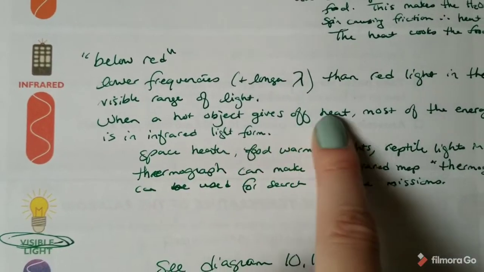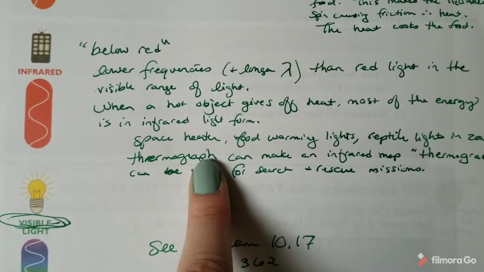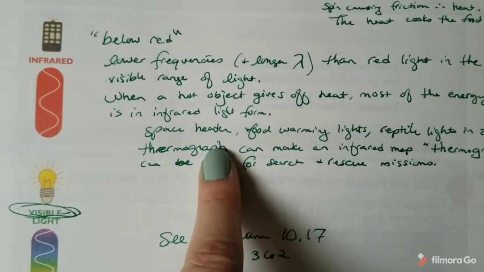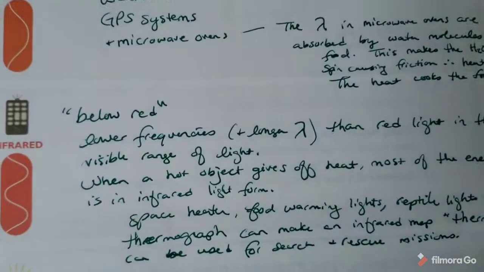When a hot object gives off heat, most of the energy is in infrared light form. For instance, a space heater. Well, by George, our power's out and there's a space heater. You see it? Right there. Space heater. That is infrared.